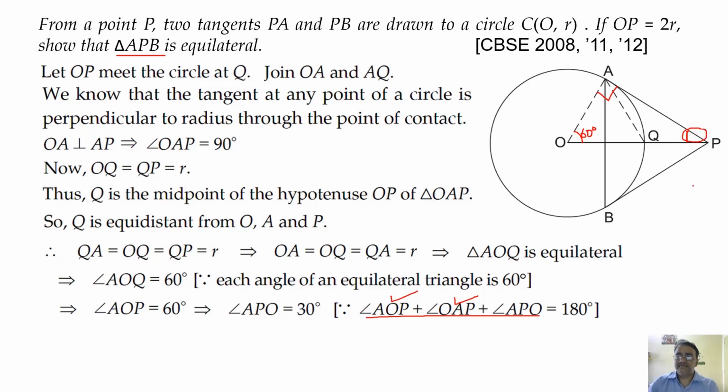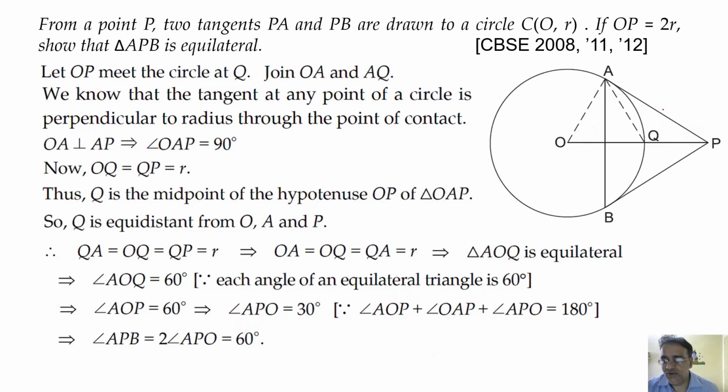Why is angle APB 2 times this angle? Because the center lies on the bisector of the angle formed between two tangents drawn from an external point. So that is why this full angle is 2 times angle APO, that is 60 degrees.